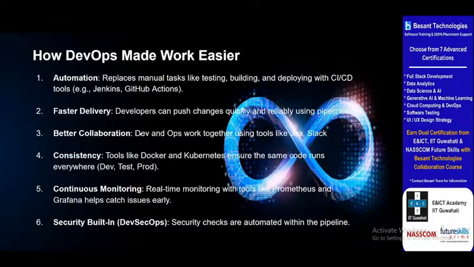Next, better collaboration. Dev and operations teams work together on Jira. First there was so much confusion and so many arguments, but now everything is clear. And next is consistency. Docker and Kubernetes make sure there is consistency in the work. Your code runs properly on your dev, your prod, and your test.